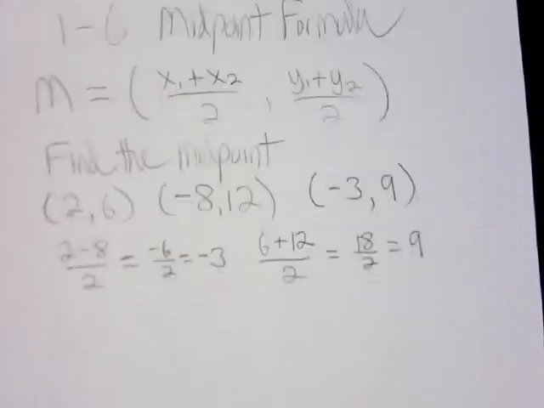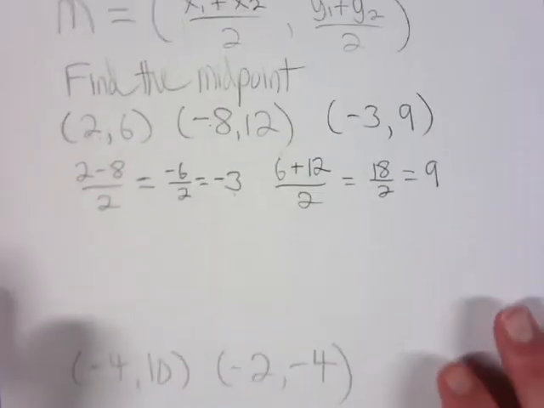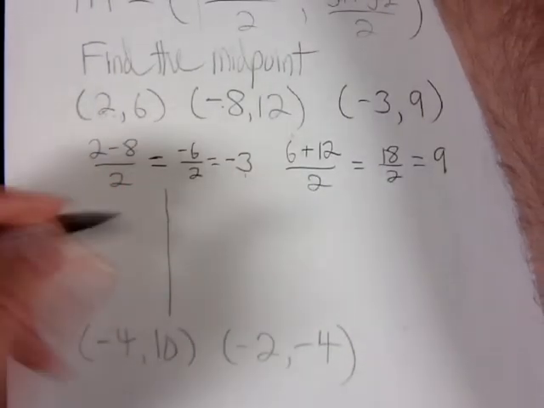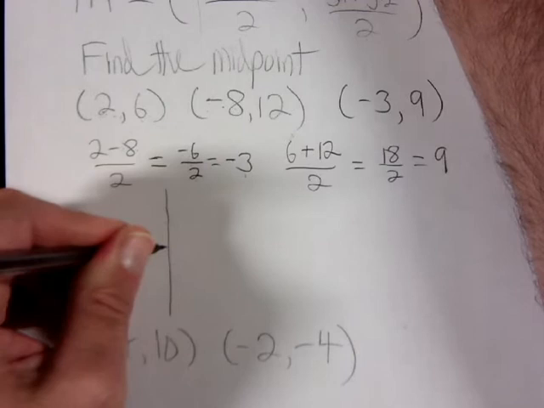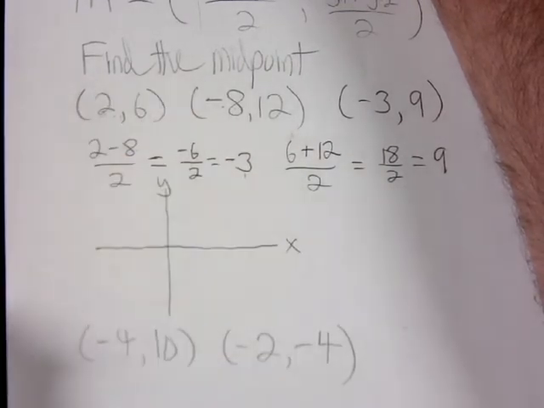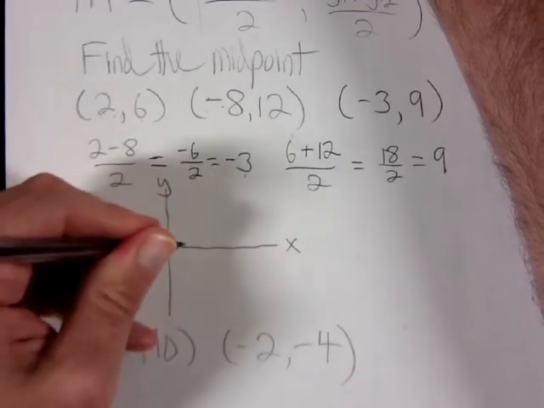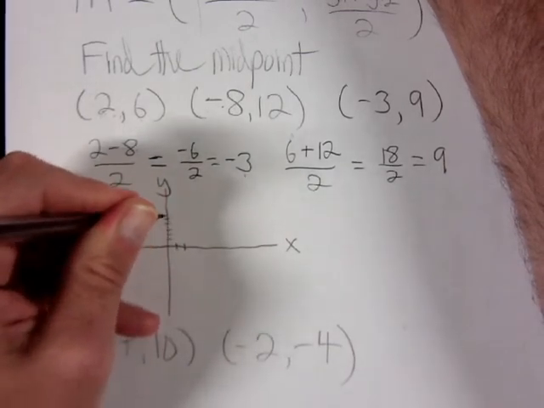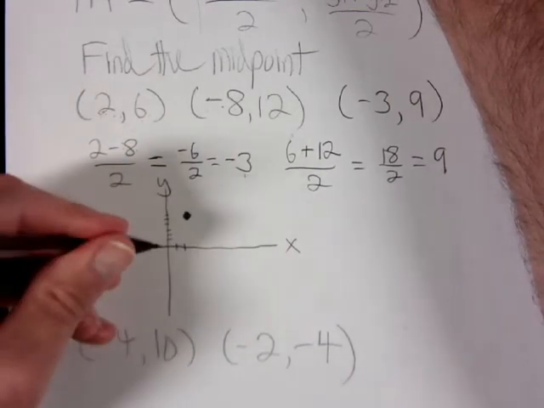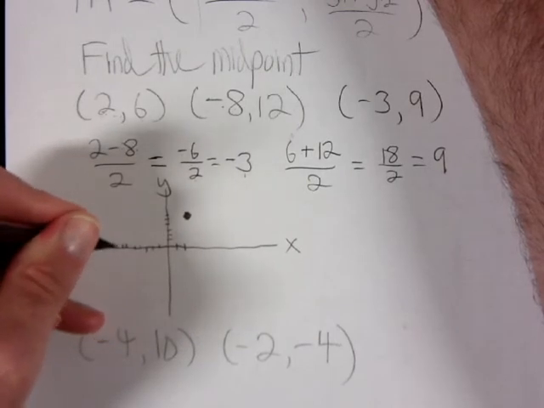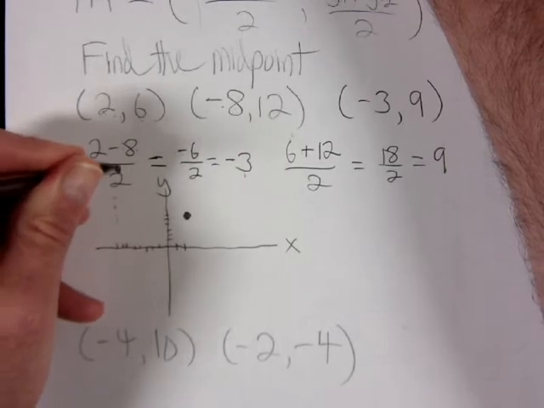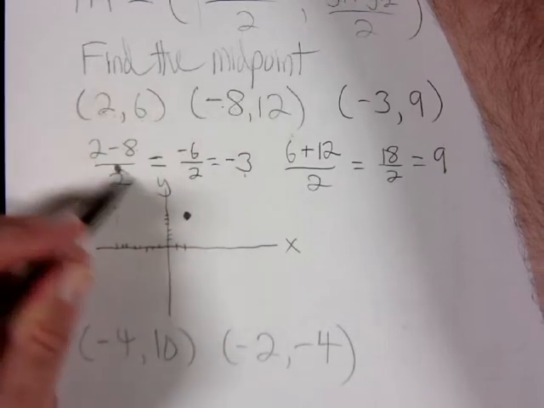And if we make a rough sketch on the graph, we can kind of see that this is indeed the right midpoint. So if I draw a graph here, x and y axis, then I can put 2, 6 on here. So here's 2, 1, 2, 3, 4, 5, 6, right there. There's 2, 6. And the other point, negative 8, 1, 2, 3, 4, 5, 6, 7, 8. And then up by 12, there's 6, 7, 8, 9, 10, 11, 12 up there somewhere. All right. So there's my segment.